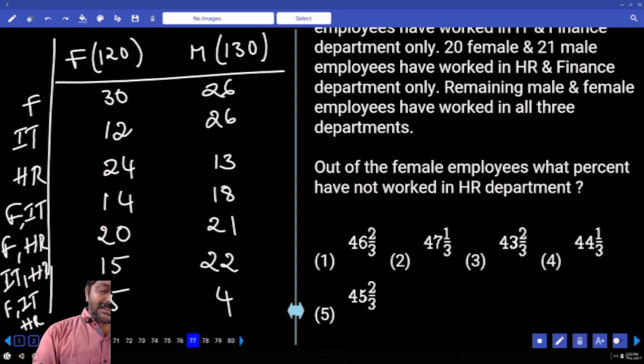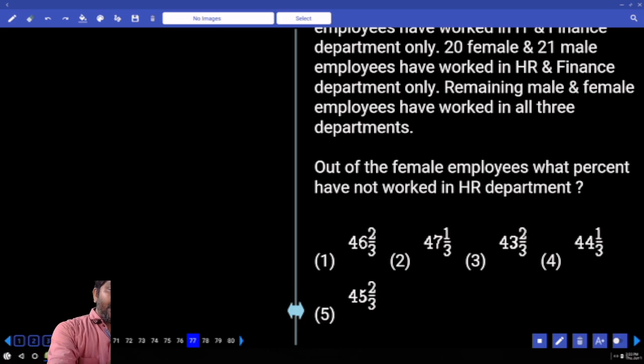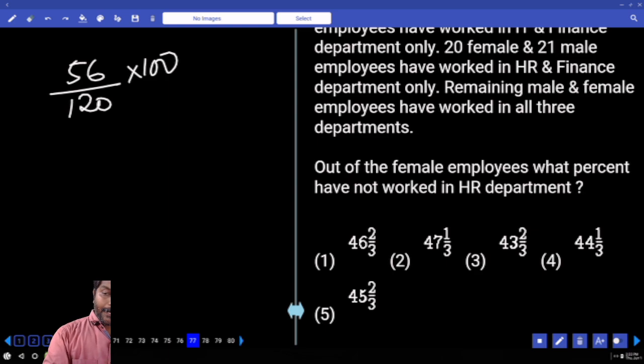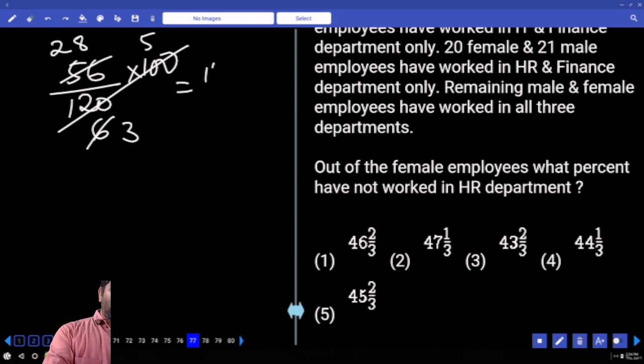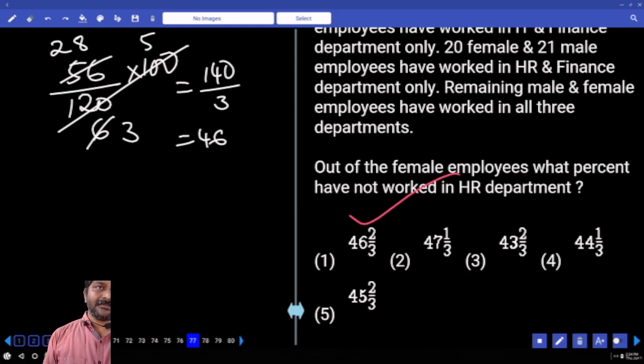56. But we were asked to calculate in terms of percentage, right? So 56 out of 120 times 100. Options are very close to each other, so I would like to go with cancellation here. 20, 6 times and then 5 times, correct? Cancellation with 2 again, 20, 8 and then 3, which is 140 by 3. 4 times, 20 left, 6 times, we are done.